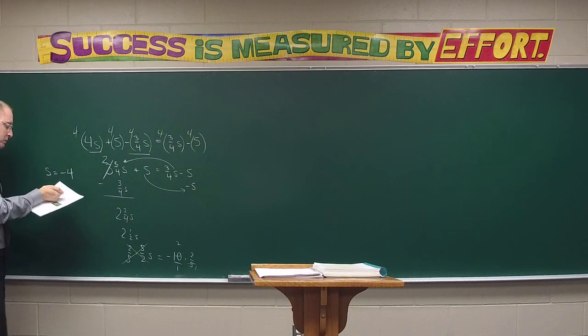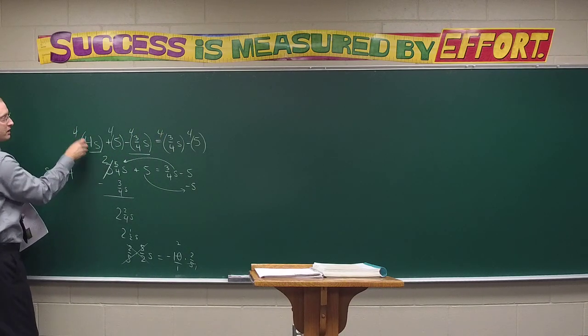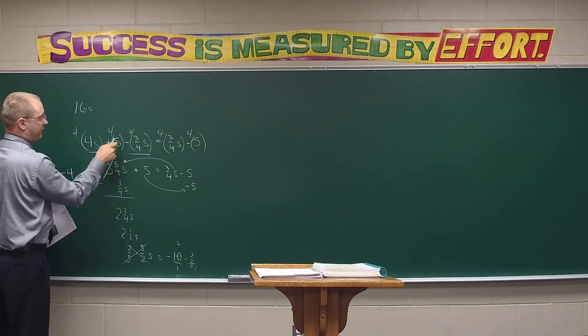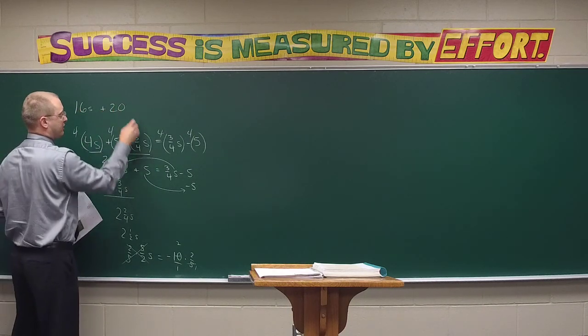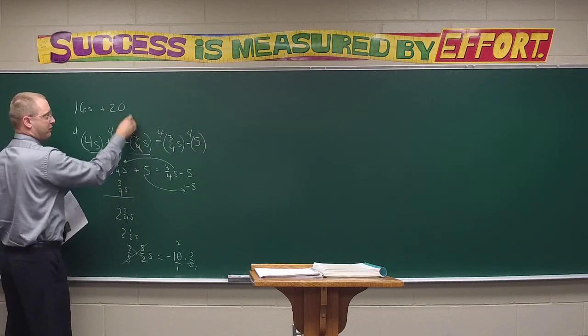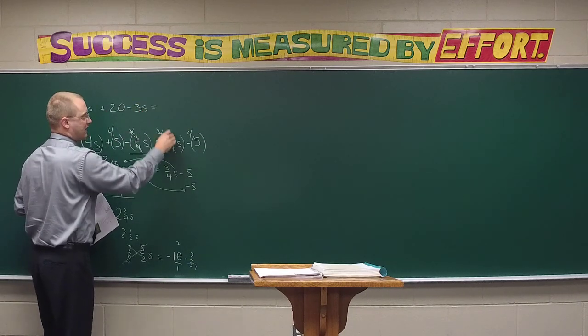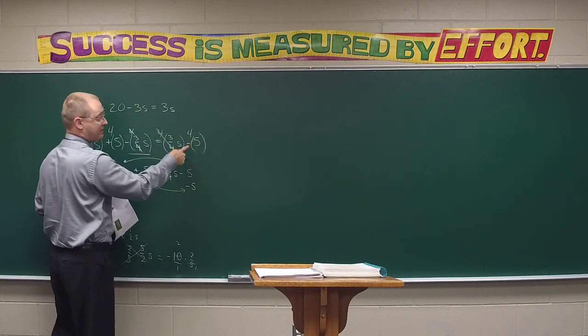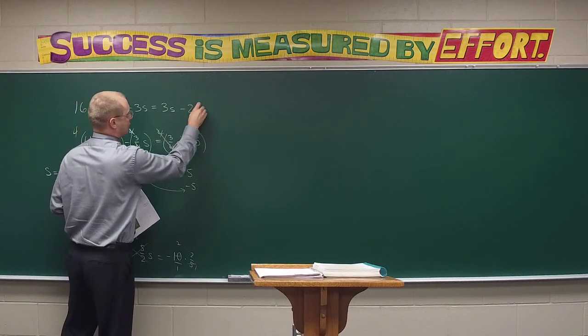Okay, so if I multiply 4 times 4s, class, I get 16s. And of course 4 times 5, 20. Here the 4s are going to cancel. I'm left with a negative 3s. Here the 4s cancel, left with a 3s. And then of course 4 times negative 5, negative 20.